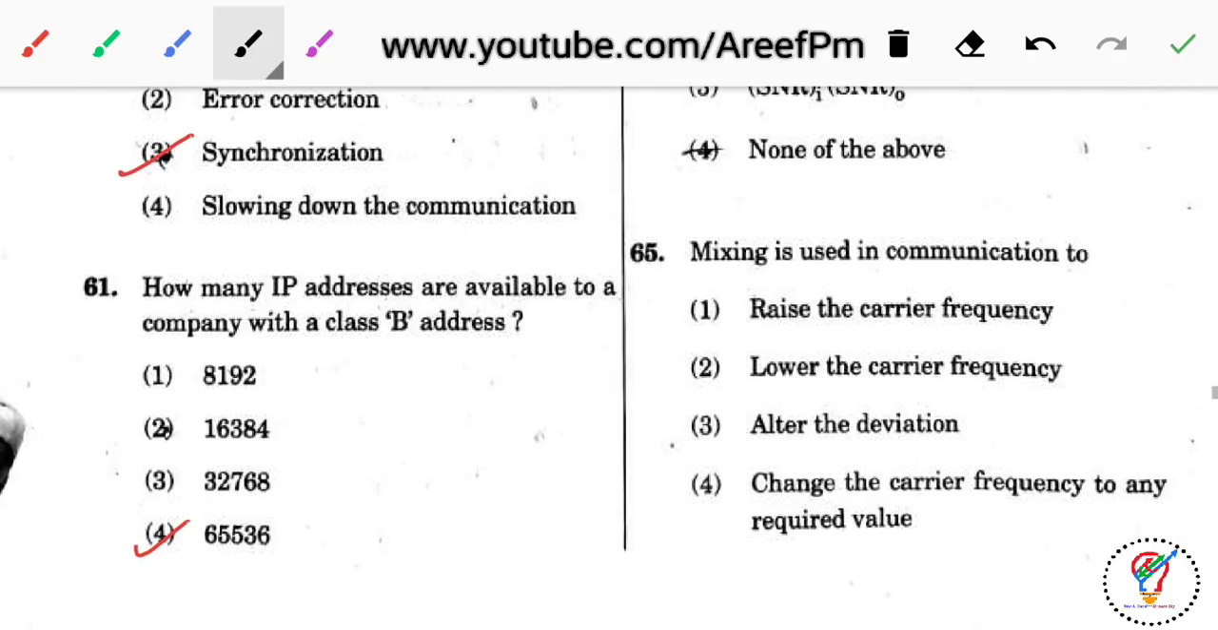Now 65th question, mixing is used in communication to. Mixing is used in communication to change the carrier frequency to any required value.